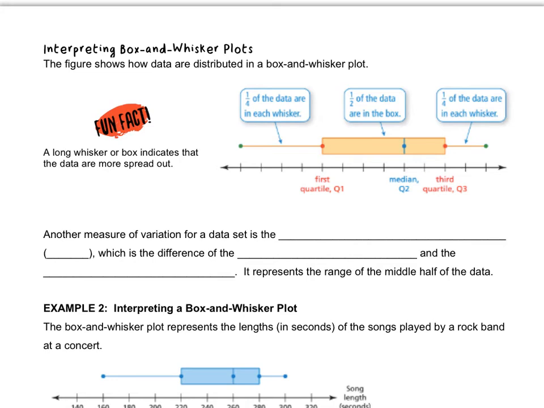Now this is what I was just mentioning. Each section represents 1/4 of the data, right? I mean, obviously this box represents a half because it's 2 quarters. But each section represents the same number of items.